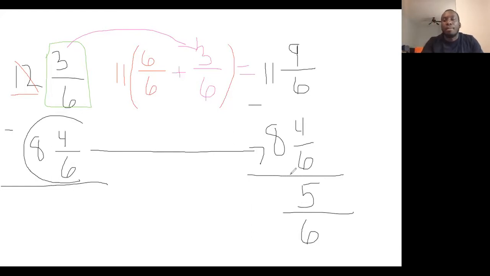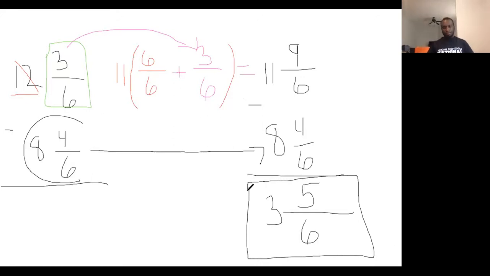And now I'm going to subtract my whole numbers. 11 minus 8 is 3. And my last step is going to be to box my answer. So my final answer is 3 and 5/6.